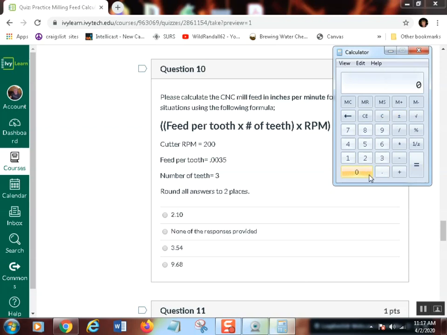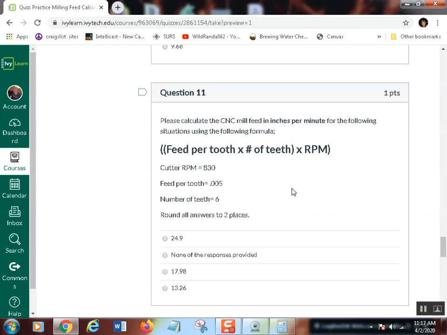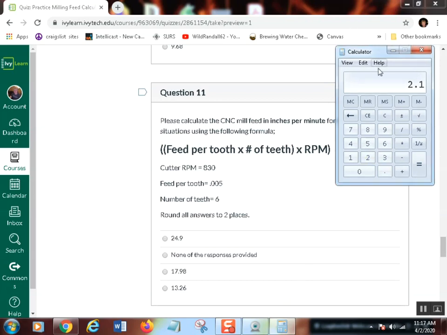Okay, so let's see, we have 0.0035 or 3 thousandths of 5 tenths feed per tooth. Number of teeth is 3, so take that times 3 equals this, and then multiply it by your calculated RPM times 200 equals 2.1. There we go. All right. Let's check this out again. This will probably be the last one we need to do. I don't think we need to do a whole lot more. You're already going, we get it. By now you've stopped watching anyway.